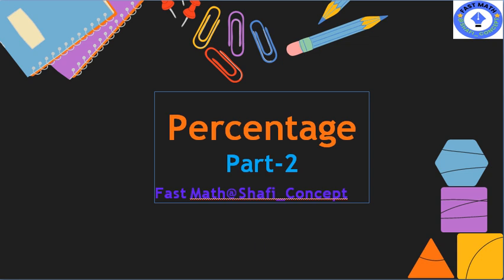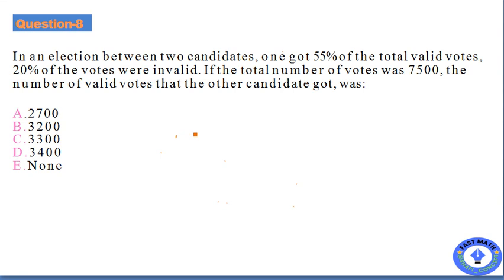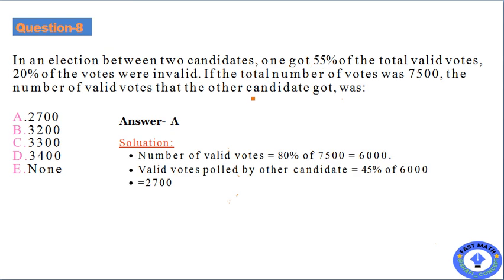This is the first question. In an election between two candidates, one got 55% of total valid votes, and the remaining 20% of votes are invalid. If the total number of votes was 7500, then what is the number of valid votes that the other candidate got?